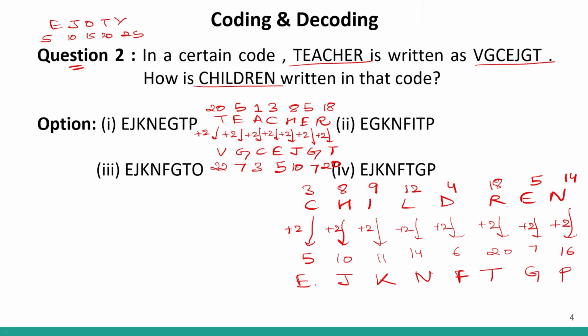So the code will be EJKNFTGP. This is given in option number 4. So option number 4 will be the correct answer to this question. Clear?